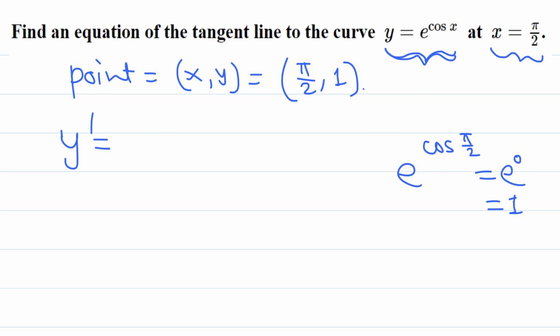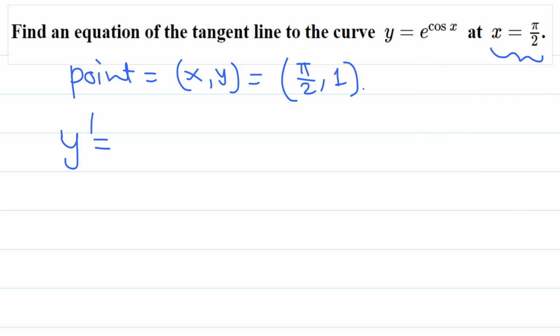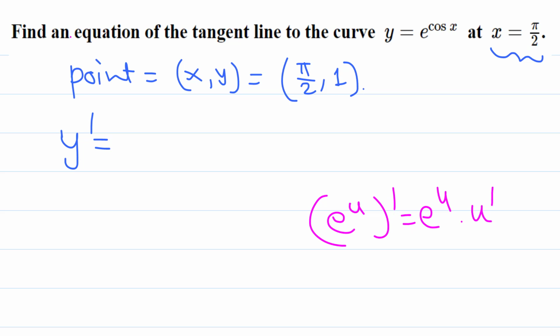So we have e raised to cosine x. That means it's like e raised to x, but we have a function of x. So e raised to some function of x, the chain rule applies. The derivative is e raised to cosine x times the derivative of cosine, that's negative sine. That derivative is the slope of the tangent line at any point x, y. But we want it at this particular x, pi over 2. So we evaluate this derivative at x equals pi over 2 to get the slope.